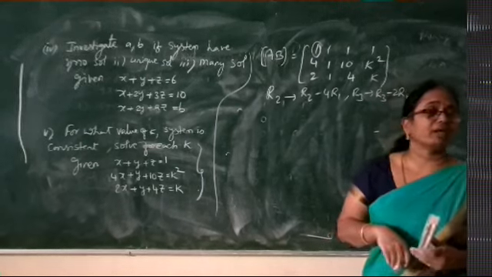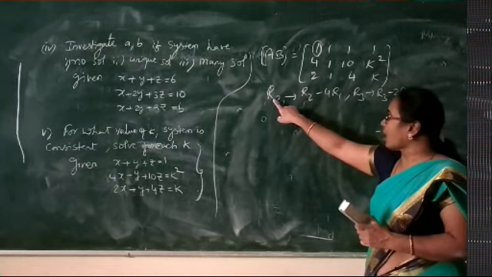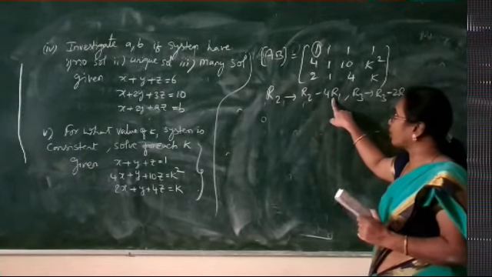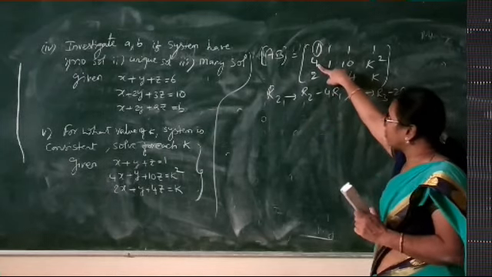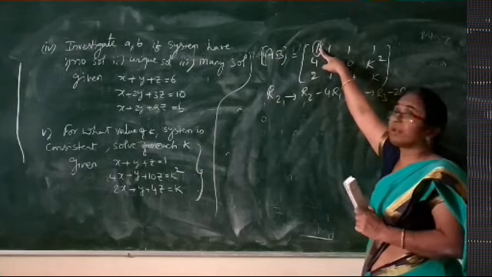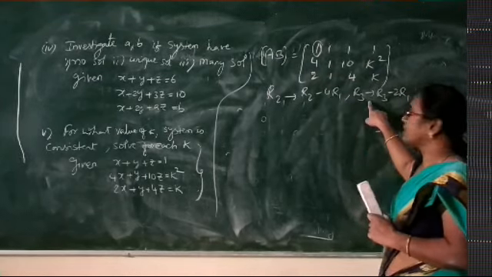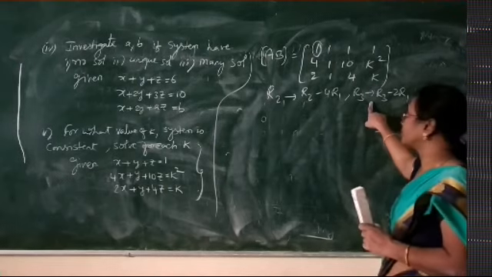So are you clear with the selection of these two? R2 is R2 minus 4 R1 because R2 is 4. When we take from this one, 4 has to be multiplied with 1. So I have written 4 times of R1. Similarly, this R3 row operation is chosen.